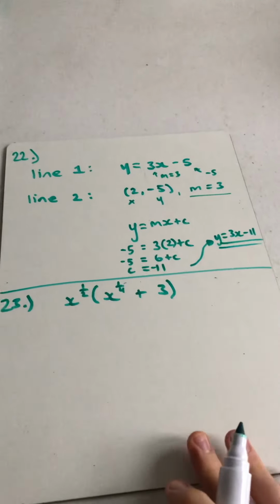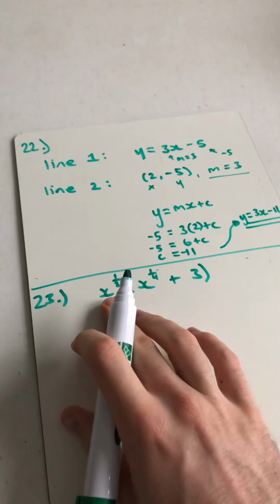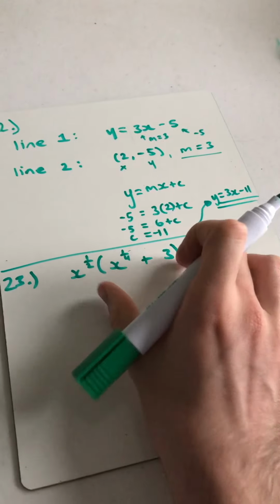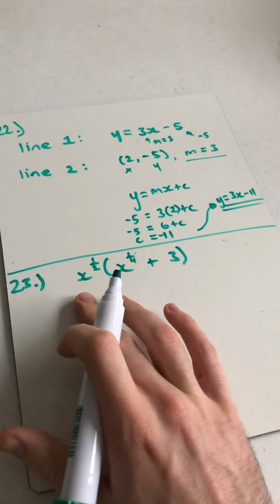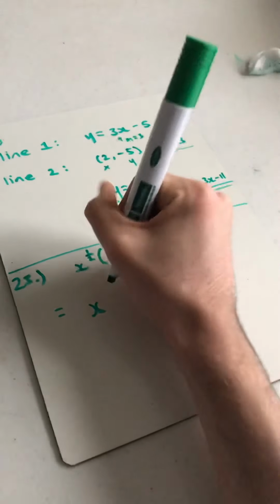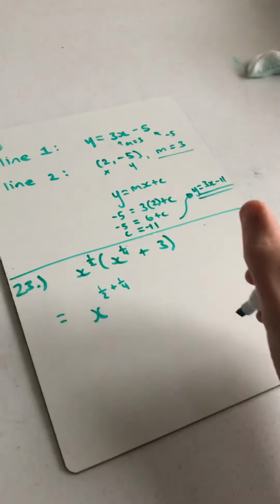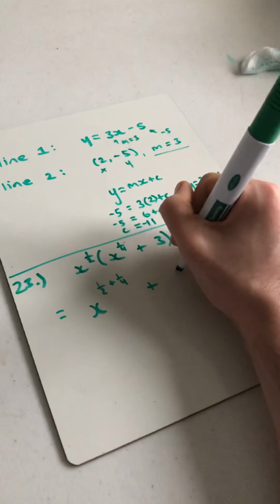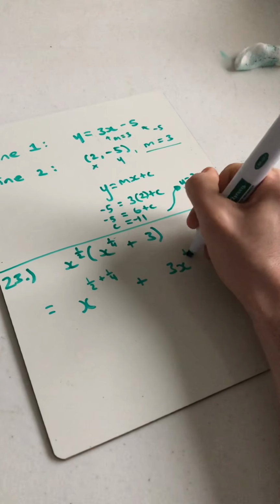Right, the second question where you lost a mark on was the indices one here. So you're multiplying everything inside the brackets by x to the power of a half. Now when you're multiplying indices, you add the powers. So what you should have had was x to the power of a half plus a quarter, plus 3 times x to the power of a half.